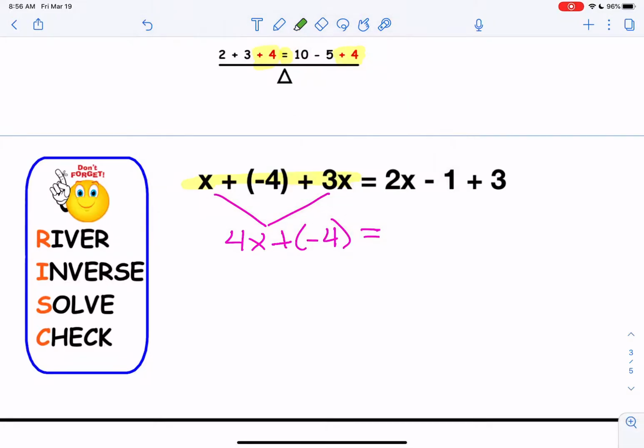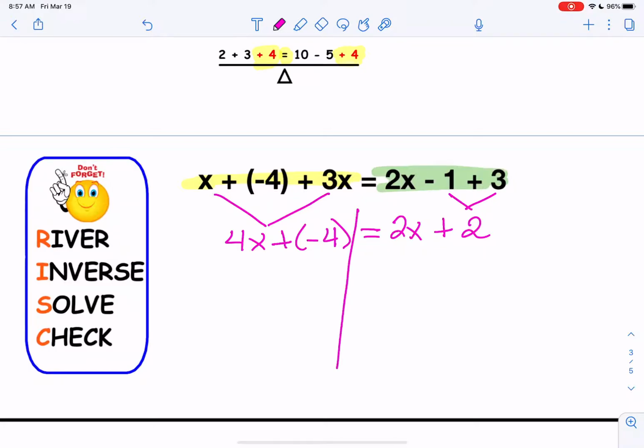And now I'm going to take a look at the right-hand side. Is there anything that I can simplify or combine, or distributive property? Well, 2x, there's no other numbers on the right-hand side that have a variable, so 2x, we have to leave it alone. But -1 plus 3, they're both regular numbers, so we can definitely combine those. -1 plus 3 would be positive 2. Okay, now both sides of our equation have been simplified, so now we're ready to do the RISK method.